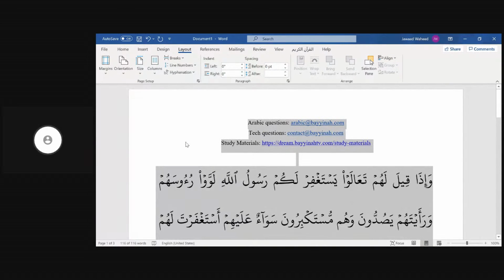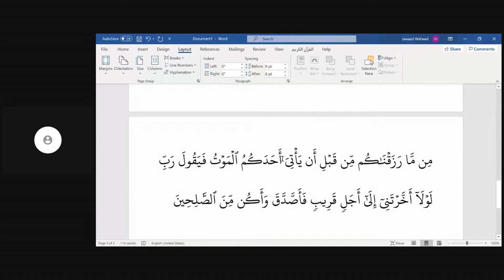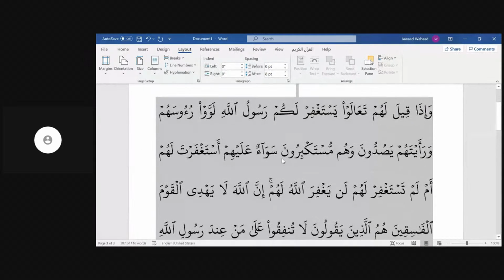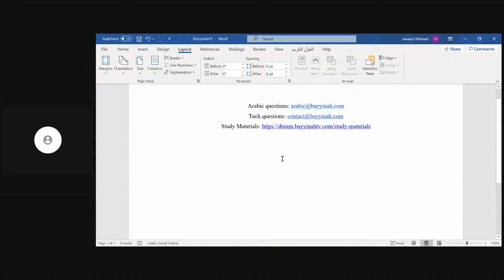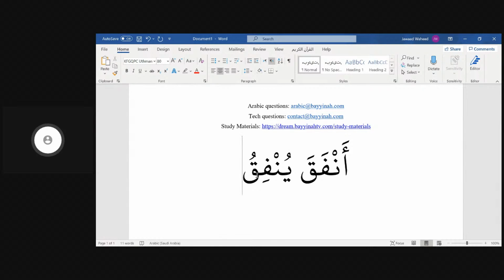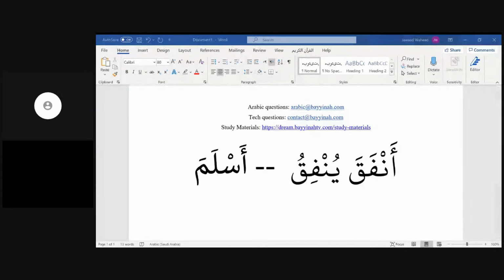So I can write this one out. Anfaqa yunfiqu comes from the aslama family.